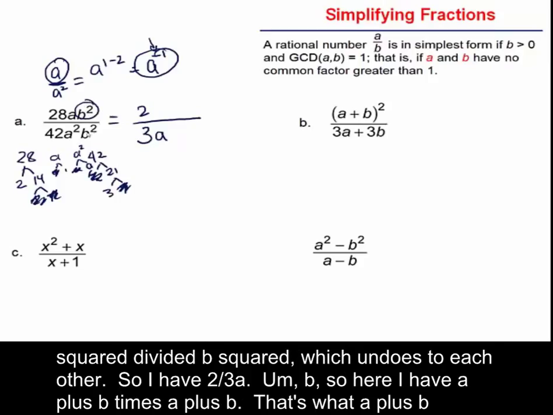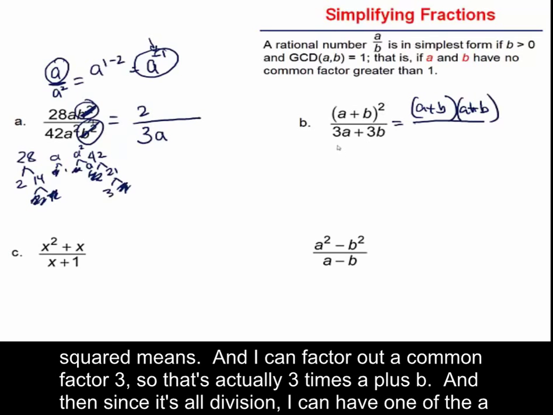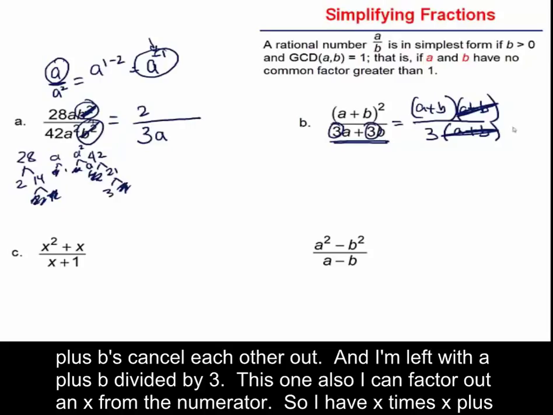And I have b squared divided by b squared, which just undoes each other, so I have 2 to 3 a's. Here I have a plus b times a plus b. That's what a plus b squared means. And I can factor out a common factor 3, so that's actually 3 times a plus b. And then since it's all division, I can have one of the a plus b's cancel each other out, and I'm left with a plus b divided by 3.